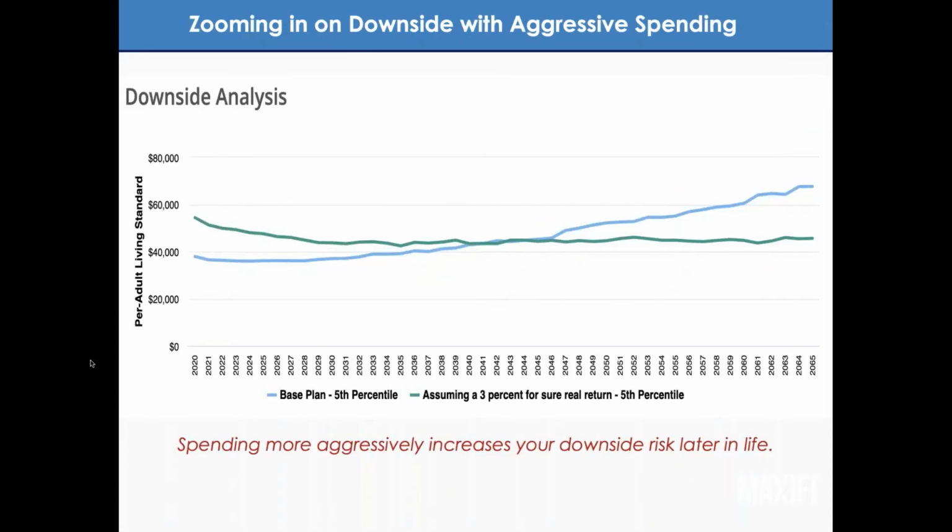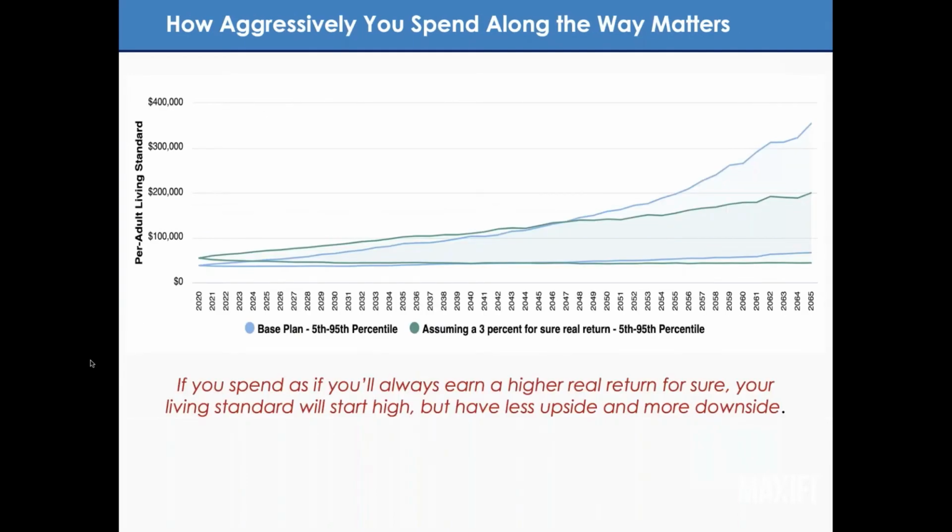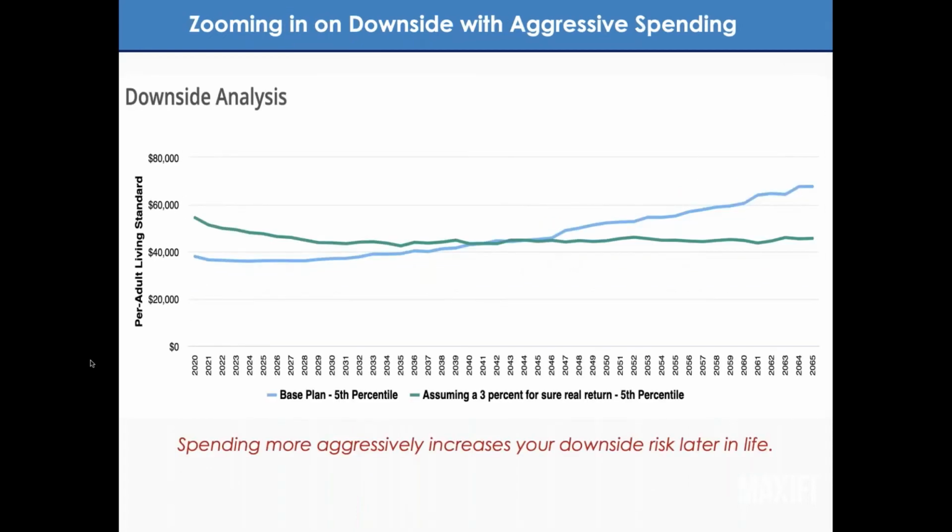Now, here's just focusing on the bottom two curves from this diagram. I'm just trying to bring them into relief. And you can see that if you spend aggressively later in life, there's more downside risk in terms of your living standard, which could be substantially lower than it started out. If you spend cautiously, that's the blue curve, even in the 5th percentile outcome, you're not facing that at the end of your days.